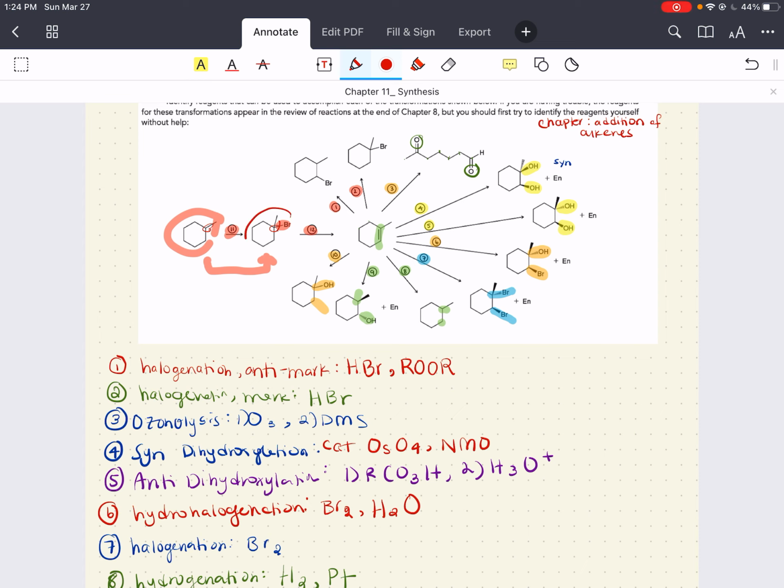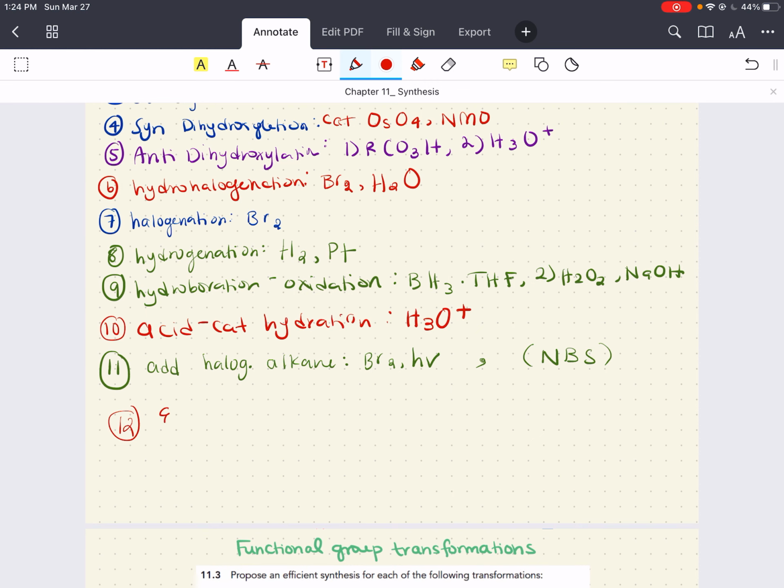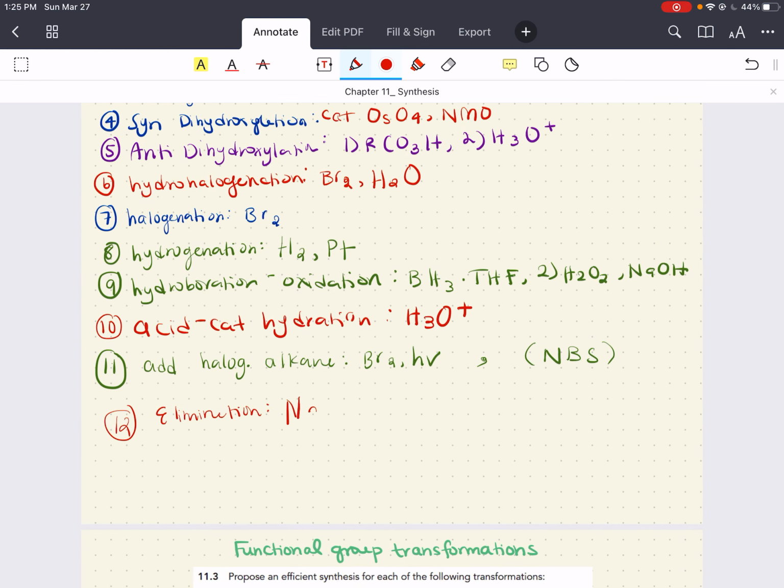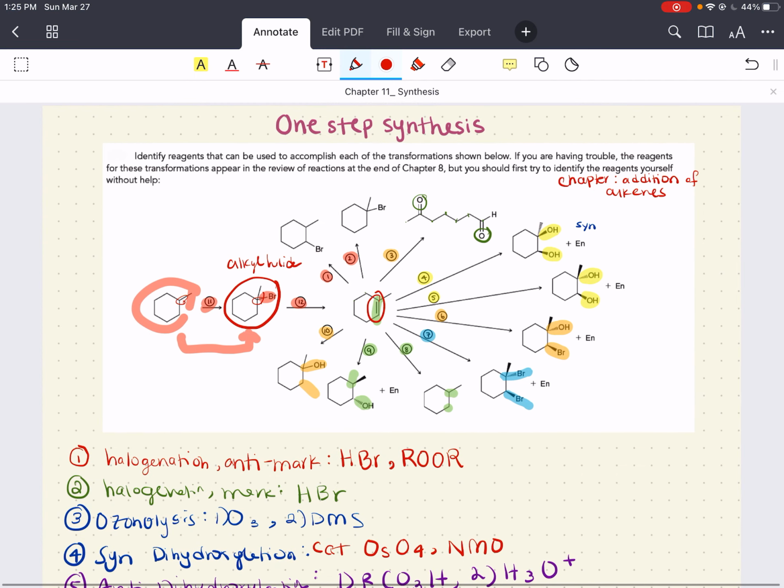Now 12, our last and final step. We're taking this alkyl halide, and we want to form a double bond. So now what we have to do is an elimination reaction, and something that will accomplish this is, for example, sodium ethoxide. This is how you can work through one-step synthesis.